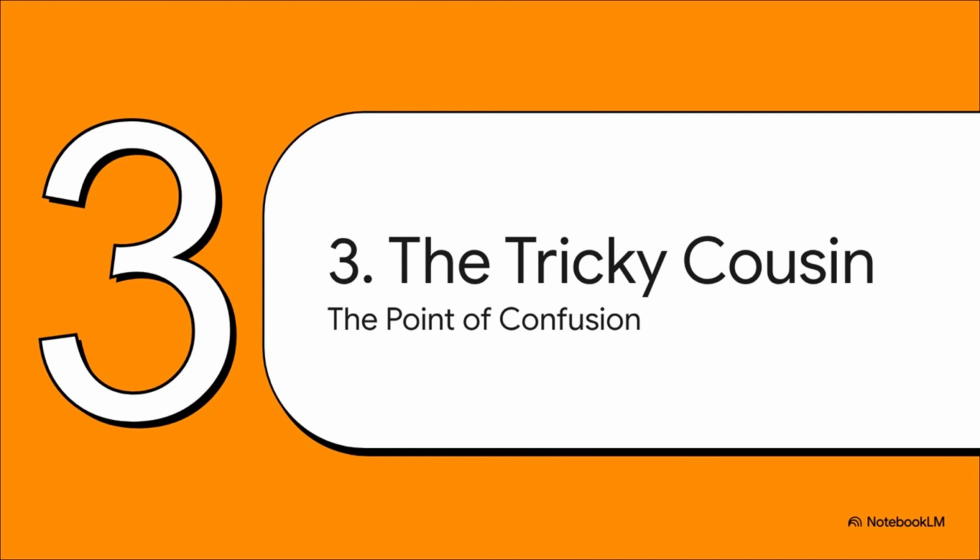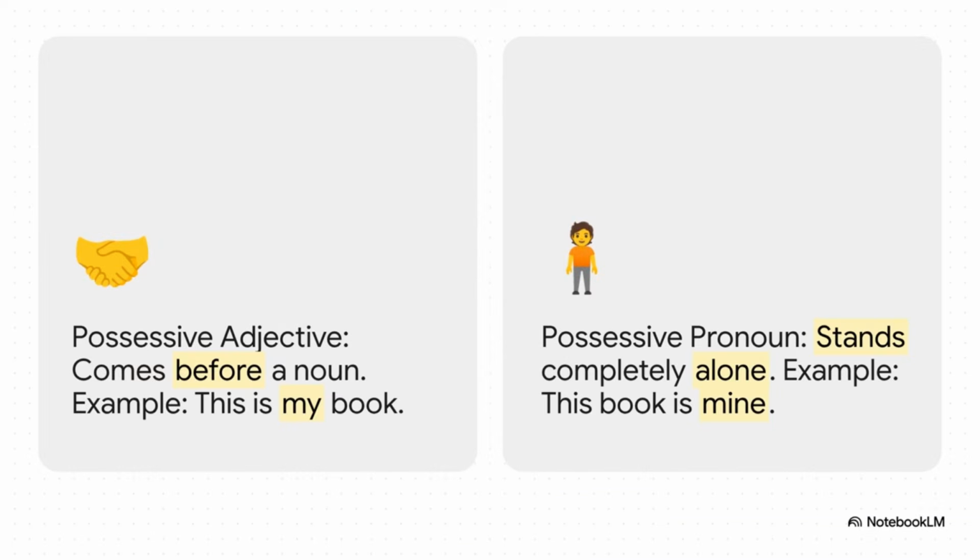Okay, but here's where people sometimes get tripped up. Our grammar hero, the possessive pronoun, has, let's call it, a tricky cousin, the possessive adjective. And honestly, this is where almost all the confusion comes from. And this slide shows you the entire difference. It's actually super simple. Look at the left side. The adjective my needs a buddy. It needs a noun right after it, like my book. It can't be by itself.